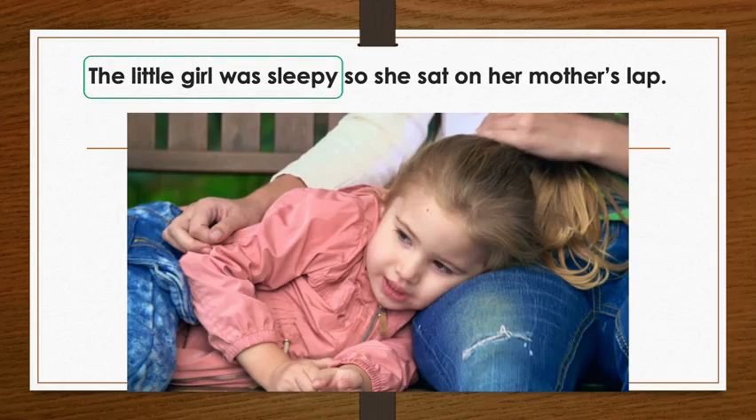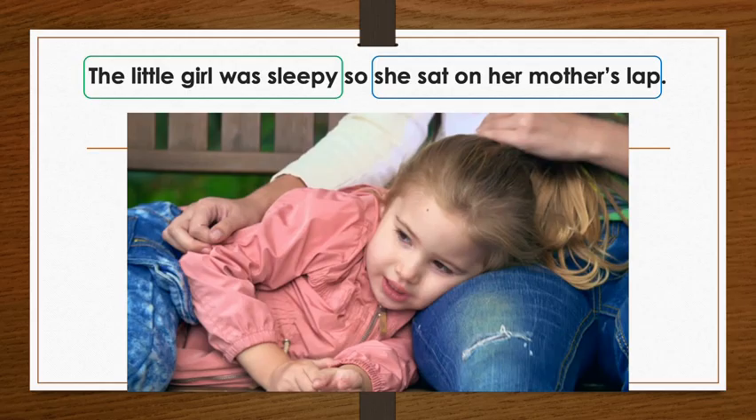Now, which of the boxes contain the cause and effect? If you said the cause is the little girl was sleepy, you were right. The effect would then be she sat on her mother's lap, because it happened because she was sleepy. Great job.